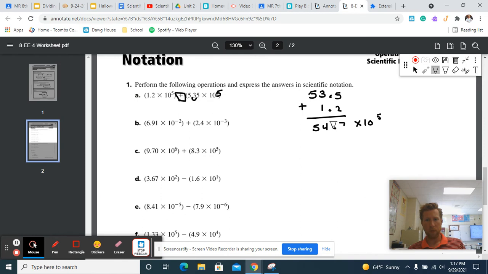But that looks funny because I've got to move my decimal. So now it becomes 5.47 times 10 to the sixth power, because I changed it there.